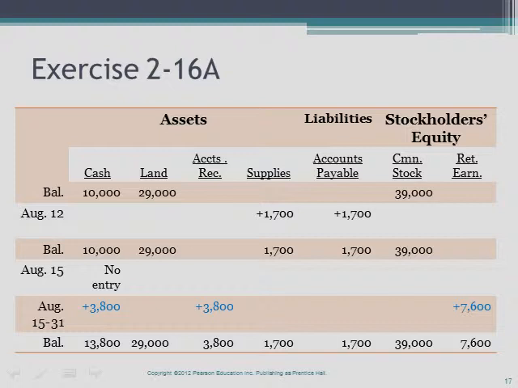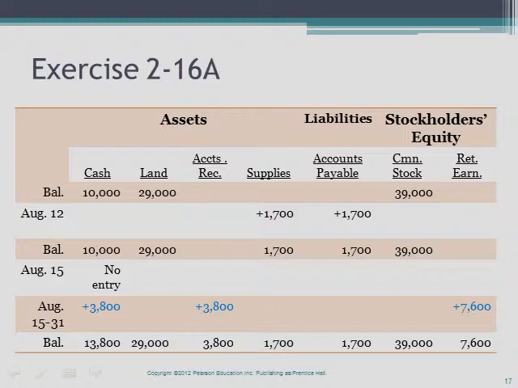And so from August 15th through the 31st, Morin treated patients and earned service revenue of $7,600, receiving cash for half the revenue earned and allowing some patients to pay in the future. Revenue would increase and two assets would also increase. Cash is received, and the amount that we received in the future is an accounts receivable.